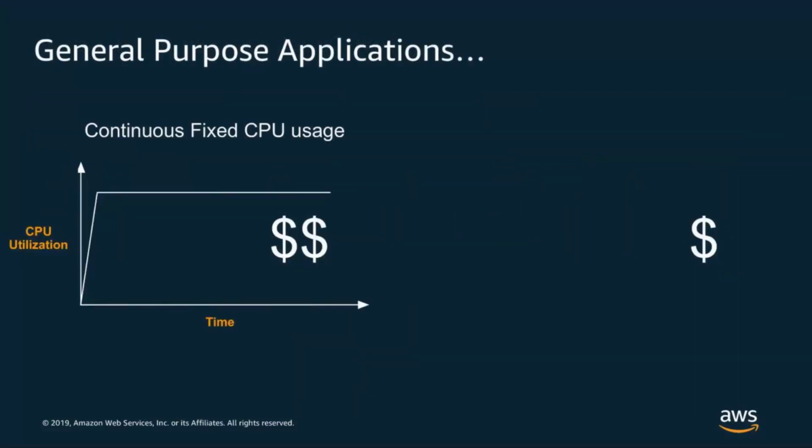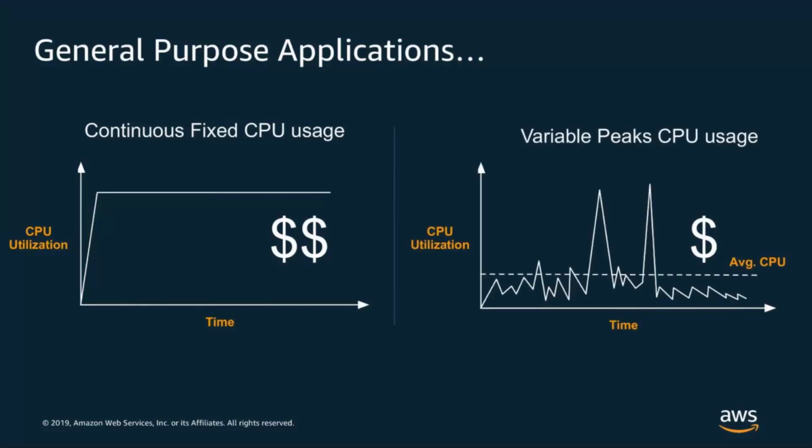So now I wanted to talk a little bit about our general purpose applications. The M5a that we discussed, or the M5 instances, typically are the best suited for when you have continuous fixed CPU usage. You can see the graph here on the left-hand side. This shows the CPU utilization as a function of time. Typically you're able to get really good utilization. You have a workload that's constantly running, and you would use an M5, which gives you fixed CPU resources.